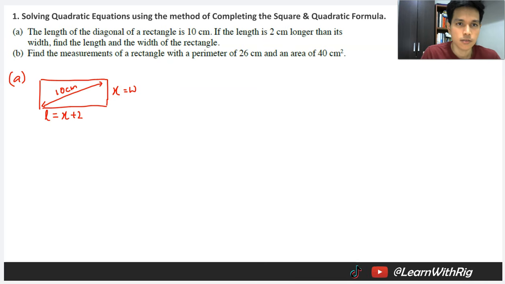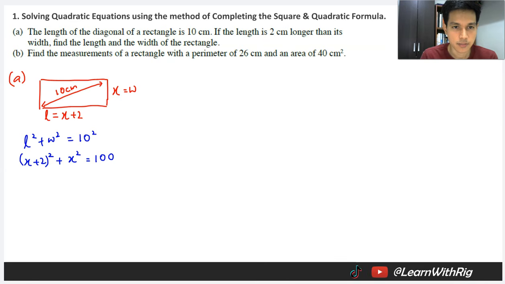So first thing, you have to form your equation. So what's your equation? Pythagoras theorem, right? You can actually use Pythagoras theorem. So length squared plus width squared equals 10 squared, correct? That's the hypotenuse. The 10 cm is the hypotenuse. So what is length? Length is x plus 2 squared plus width is x squared equals 100. Okay, so you got that.